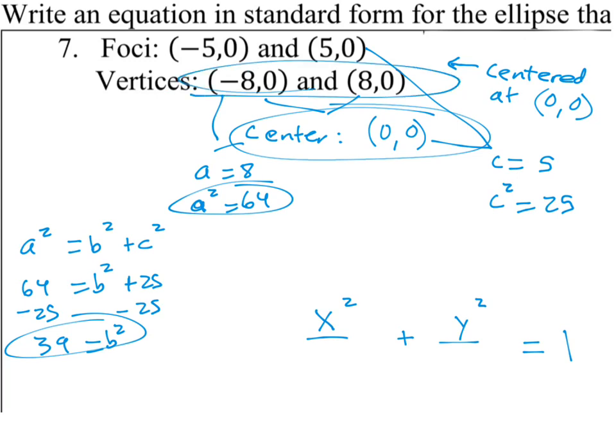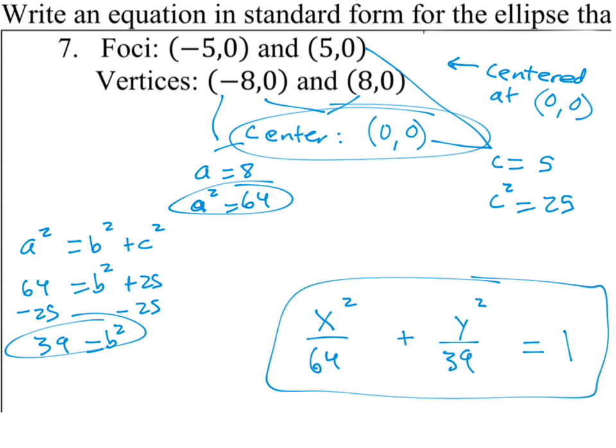You do have to make sure you're checking which direction is the longer distance. Since these are horizontal from each other, this is a horizontal ellipse, which means a squared is going to go under the x. So you got 64. The b squared is going to go under the y, which is 39, and now you have your equation.